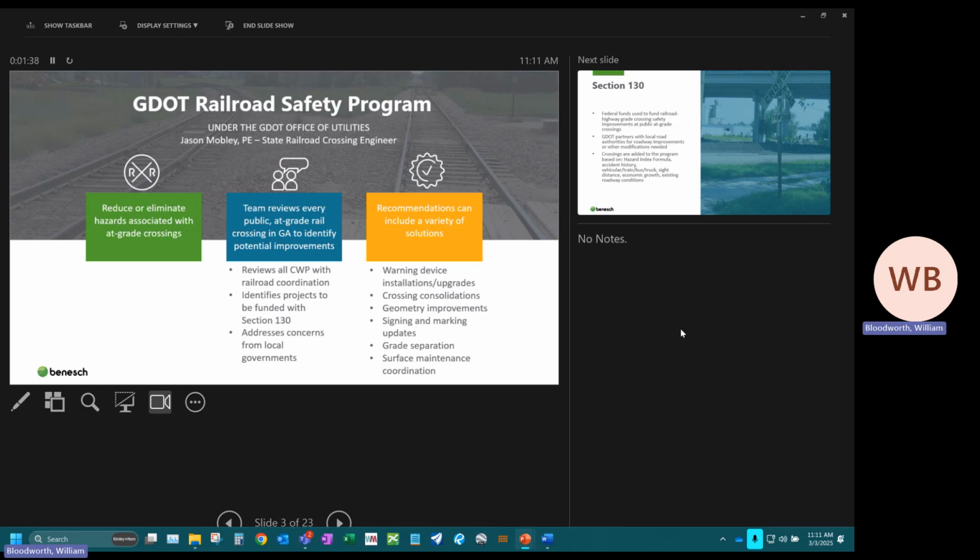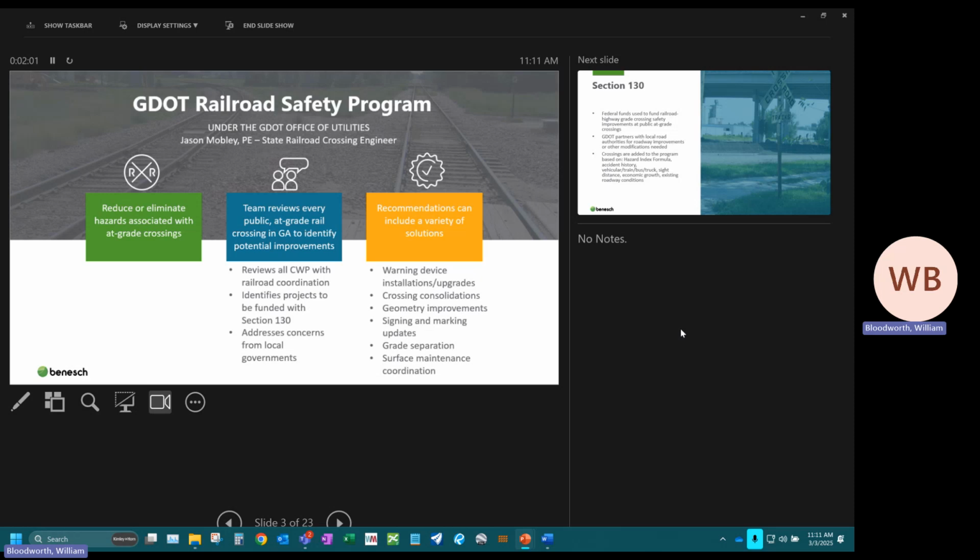So the first is reviewing all construction work program projects. There's the tongue twisters. With railroad coordination, you'll see railroad safety people sitting in on your CTMs, your PFPRs, your FFPRs, and leaving comments on your plans. We identify projects to be funded with our Section 130 funding, which I'll get to in the next slide. And then just addressing concerns from local governments and local residents.